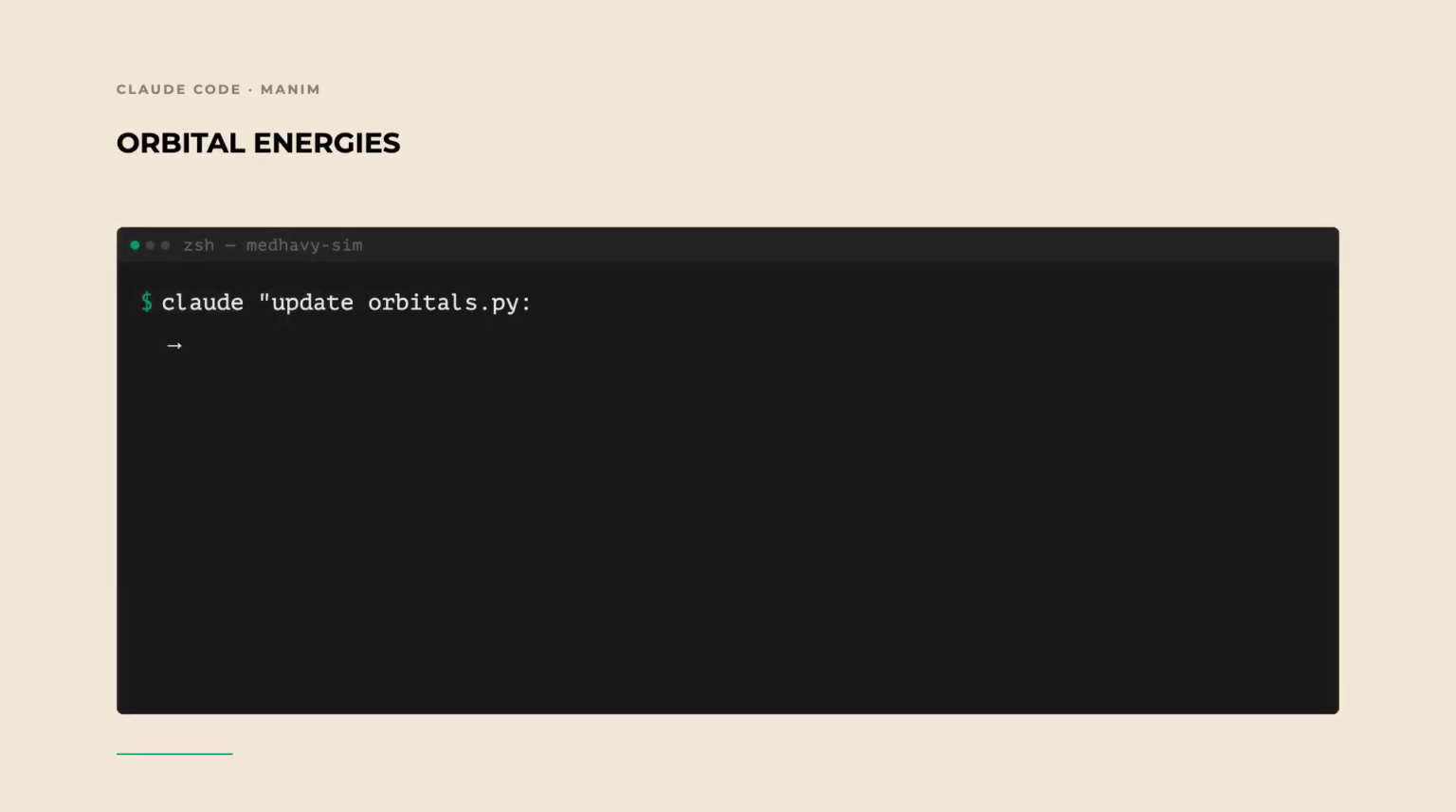Iterate. Claude, update orbitals.py, add a double-headed arrow between 3s and 3p in the sodium column, label it gap equals 2.1 electron volts. 1 diff, 1 rerun. Prompt, read, run, check, change. The orbital diagram was the vehicle. The loop is the takeaway.